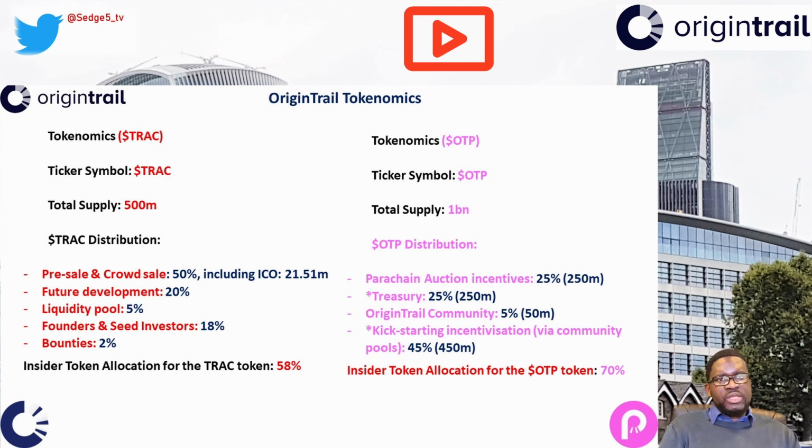And one of the key elements we do review is the token allocation accorded to insiders. Insiders include people like the team, early investors, seed investors, and future employees, as well as any marketing budgets and operational funds. All those form part of insiders. And for the TRAC token, insider token allocation comes to 58% at least.